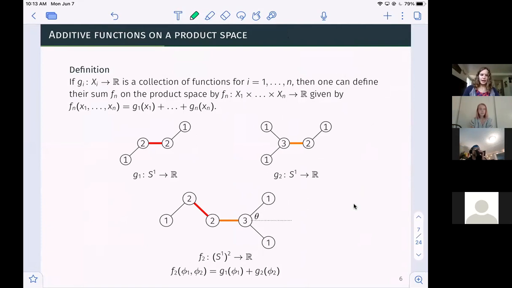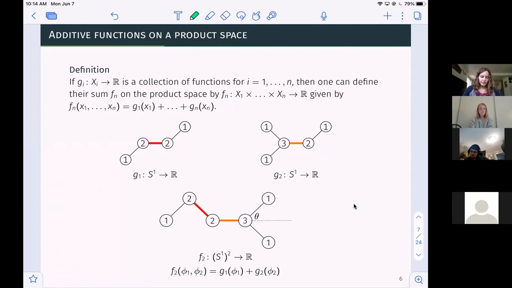So if G sub I is a function from X sub I to R, a collection of functions for any number of I, then one can define their sum on the product space in the following way. I think this is a little easier to explain with a picture than it is in words. So here are the two molecules we've already experienced: my molecule with 4 carbons, and my molecule with 5 carbons that forms like a little fork. So I want to take these chains of carbons and smush them together. Seems like a reasonable thing to do.